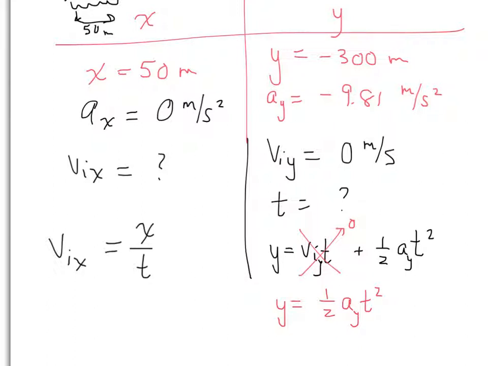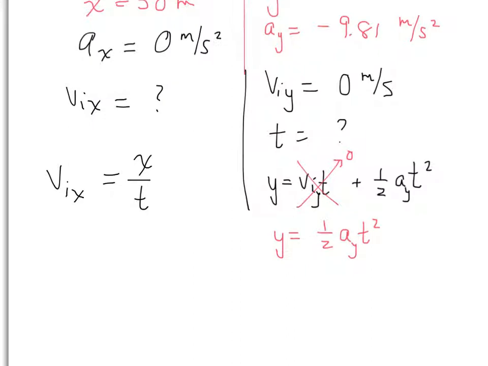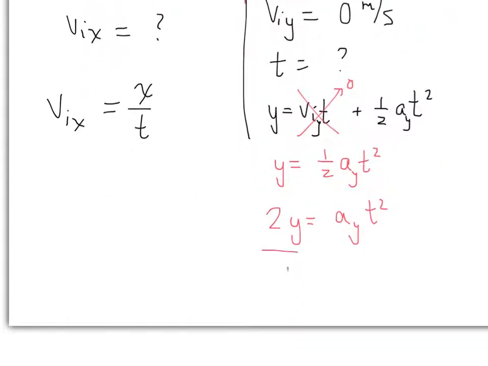So, I can try and determine the time in this problem. Solve for it algebraically. How do you get rid of a 1/2? Multiply by 2. Yup. How do I get rid of the a, the acceleration? Divide by a. So let's multiply by 2, making this 2y equals a t squared. Then divide by a, giving me t squared equals 2y over a.